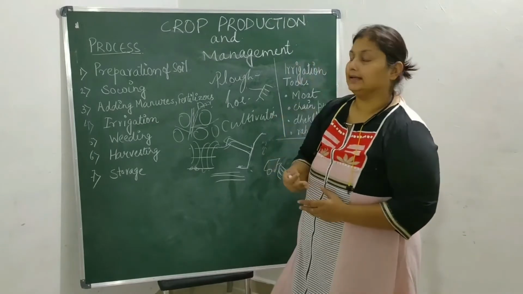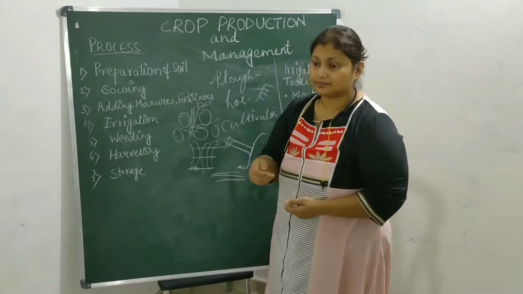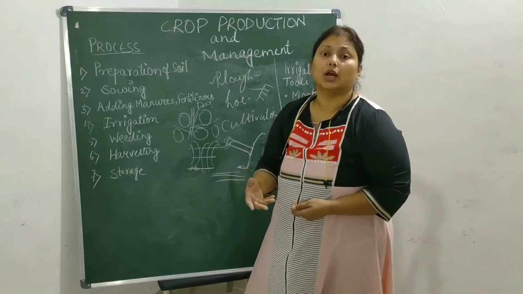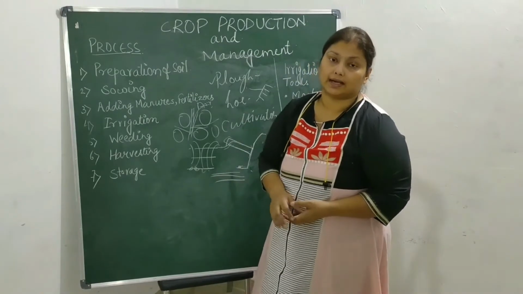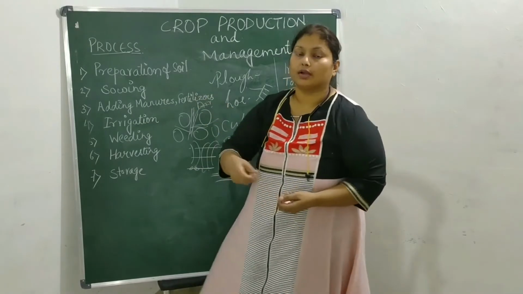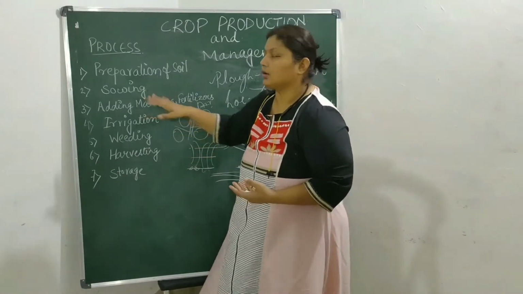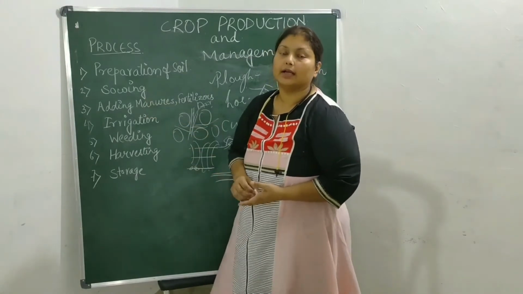Now the second term is sowing. Sowing is a process of scattering the seed or pouring the seed on the land for the germination process. So बीज को खेतों में डालना, that is sowing. That is simply sowing. So how is it done by the farmer?